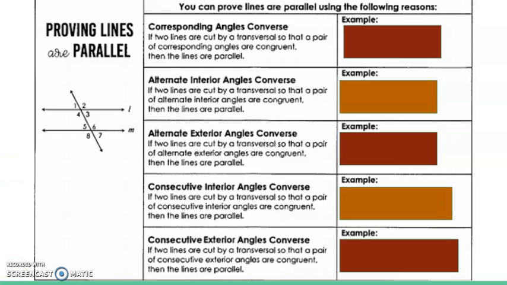So when we were finding our missing angle measures, we used the fact that the lines are parallel. That means that our angles are congruent or supplementary. Now we're switching it. So now we're saying the fact that they are corresponding angles, or if they're alternate interior angles, and whatever that relationship is, then those lines are parallel.